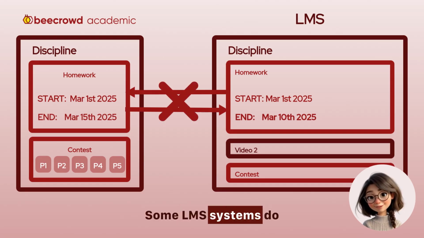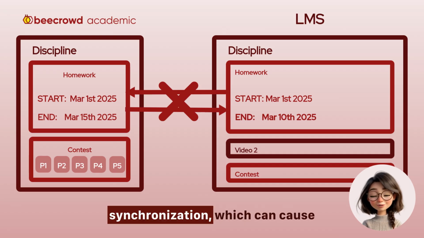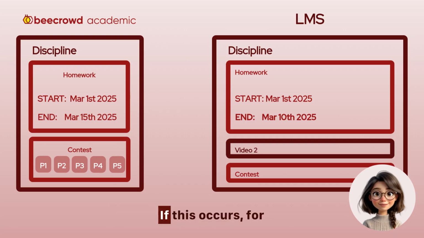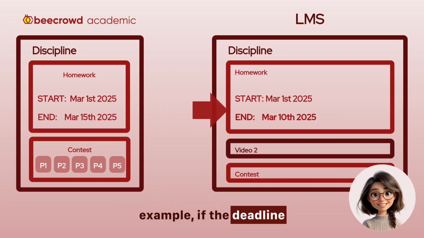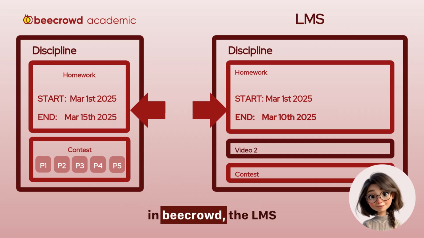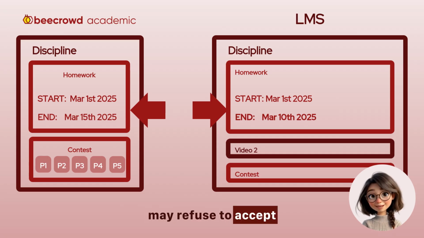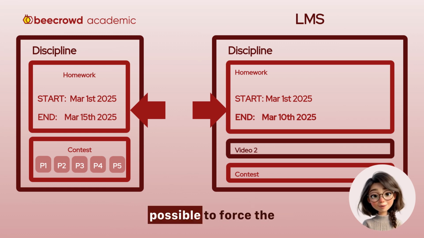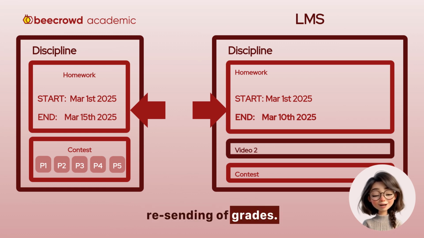Some LMS systems do not perform automatic date synchronization, which can cause issues with grade submissions. If this occurs, for example, if the deadline for an activity has passed in the LMS but is still active in beecrowd, the LMS may refuse to accept the grades. In case a synchronization problem occurs, it is possible to force the resending of grades.